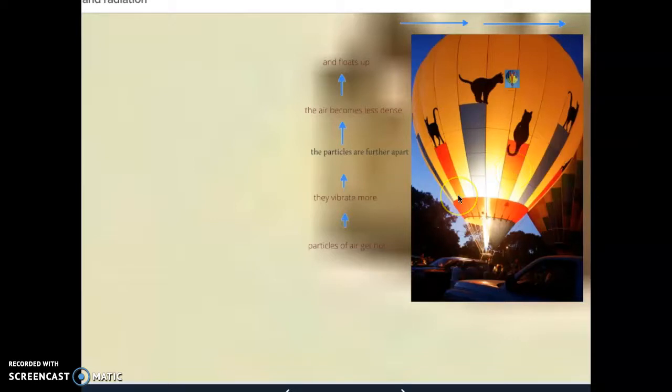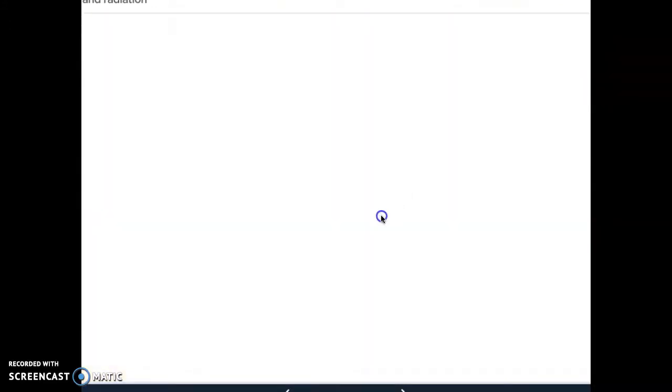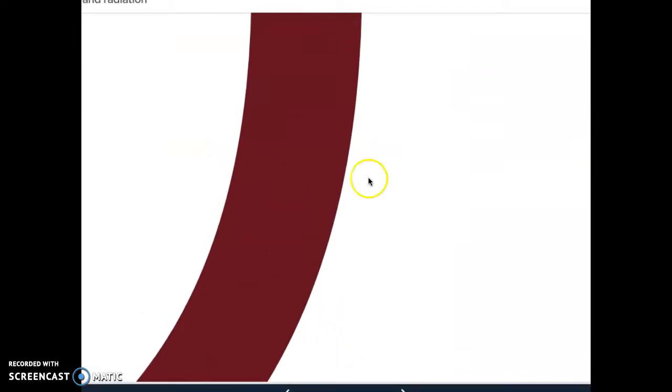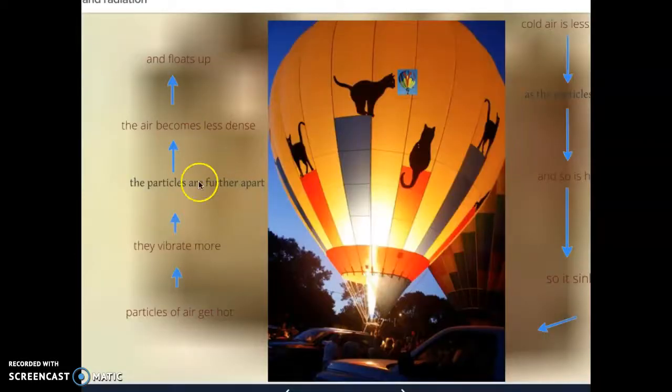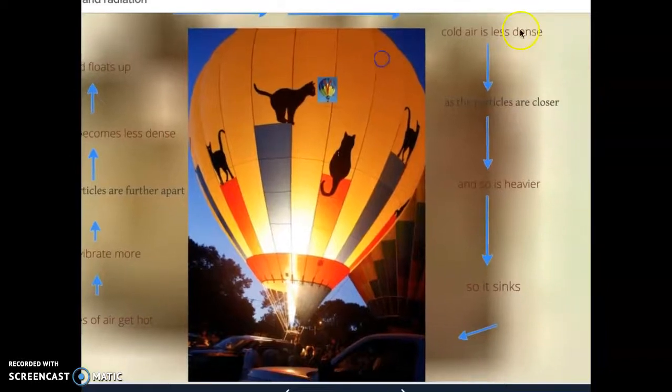And the reason why hot air moves up is because as the particles get hot, as they vibrate more, they get further apart. So here you can see they vibrate more. The particles are further apart, and so the air becomes less dense, or the hot fluid becomes less dense, and that floats up. Now, as it floats up, it moves away from the heat source, and the particles start to lose that energy, and they get closer together, and so they become heavier, and so they sink, right?